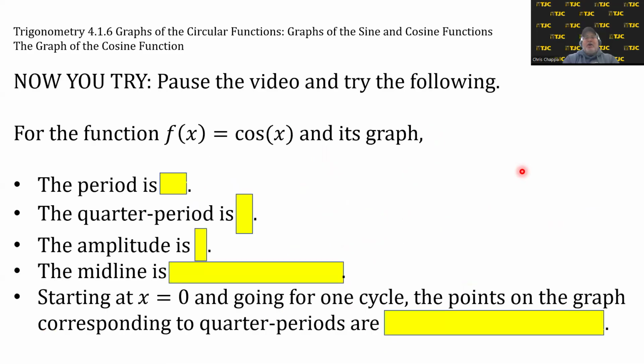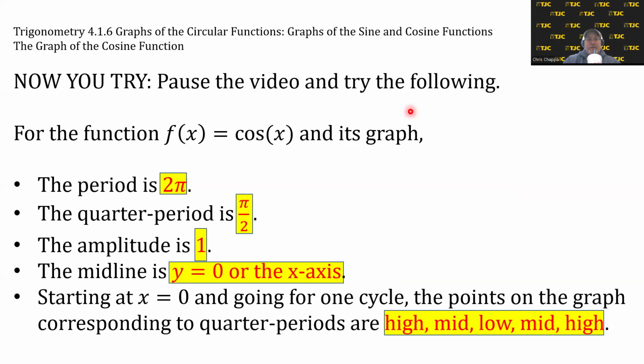Now you try. Pause the video and try the following. For the function f of x equals cosine of x and its graph, find these things. If you haven't paused the video and tried it yet, here's your spoiler alert. Solutions in 3, 2, and 1. Everything's the same except how the quarter period behavior begins. Cosine starts high, middle, low, middle, high.